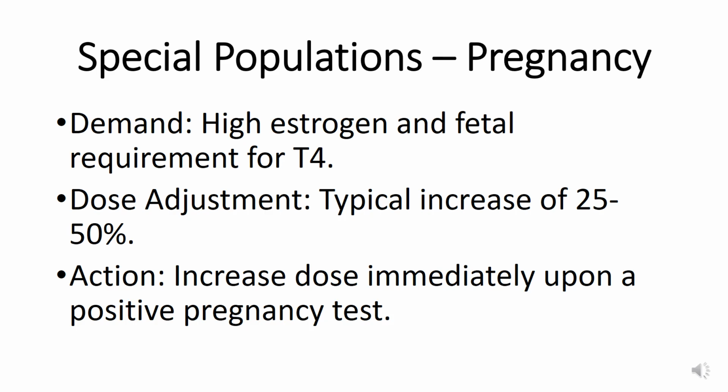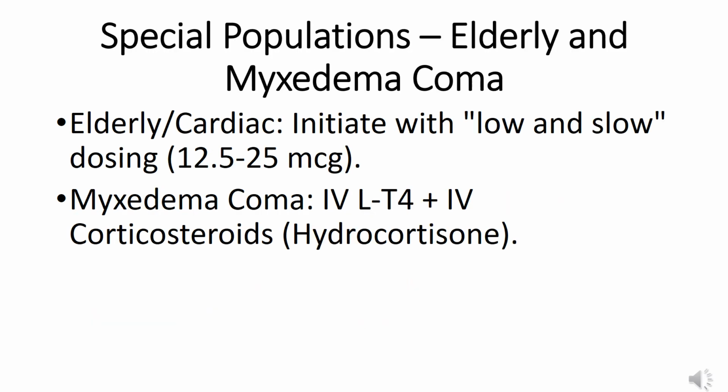In summary, pregnancy significantly increases the body's demand for thyroid hormone because of rising estrogen levels, increased thyroxine-binding globulin production, and the developing fetus's dependence on maternal T4. As a result, many patients require a 25 to 50% increase in levothyroxine dosage. For those already receiving thyroid hormone replacement, dose adjustment should occur promptly after a positive pregnancy test, followed by careful monitoring throughout pregnancy.